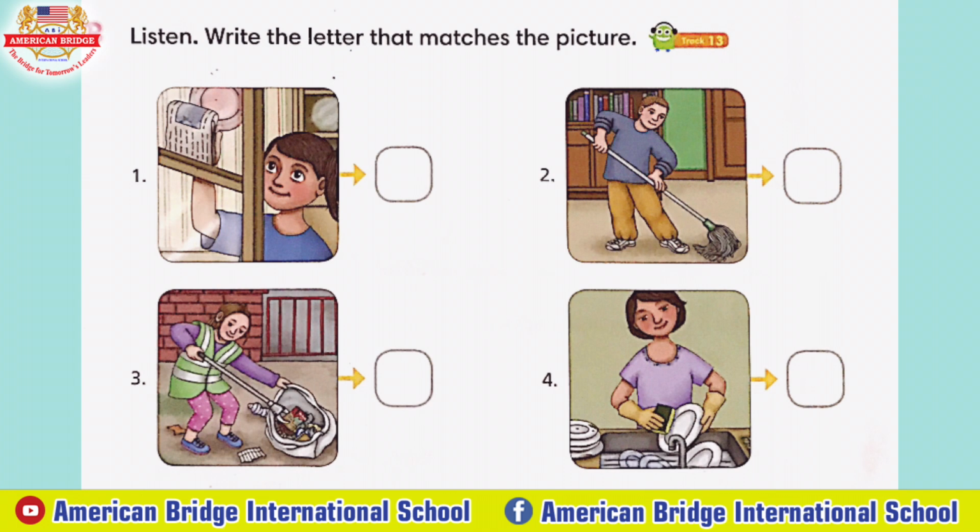B. Listen. Write the letter that matches the picture. A, Mom has to wash the dirty dishes after dinner. B, Dad has to clean the floors every Monday. C, The girl has to pick up garbage outside her school. D, The boy is washing the windows with old newspapers.